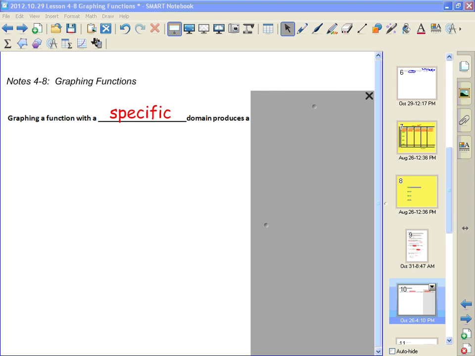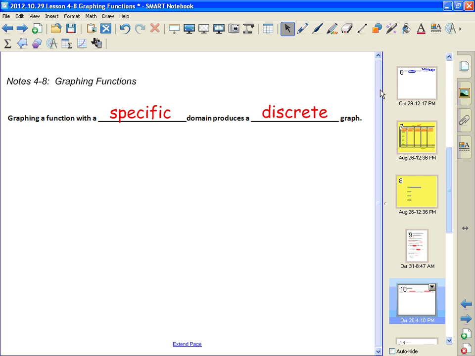All right, so graphing a function with a specific domain produces a discrete graph. What is a discrete graph? You can't have in between numbers on it. So it's just dots, right? Yes. They are not connected. So a discrete graph is not connected.